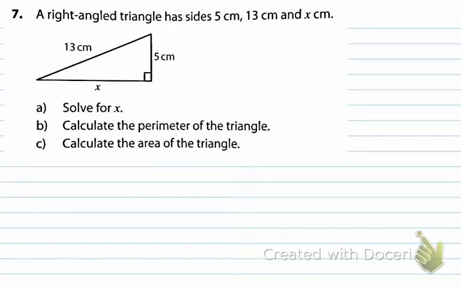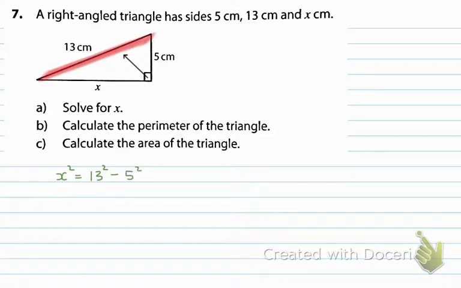Right, question 7, they tell us a right angle triangle has sides 5 centimeters, 13 centimeters, and x centimeters, and we have to solve for x. Now, I hope you remember, but we can use Pythagoras here. Okay, now because we already have the hypotenuse, there's the hypotenuse. Remember, the hypotenuse is the one across from the 90-degree angle. All right, now we already have the hypotenuse, so therefore I have to minus. So I'm going to say x squared is equal to 13 squared minus 5 squared.